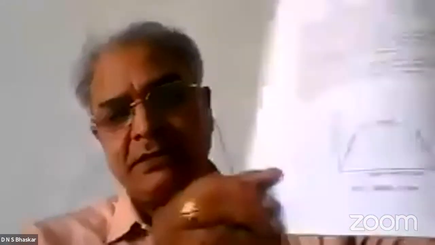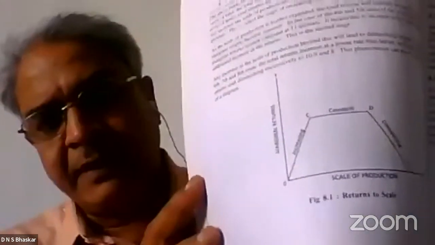These three aspects we have studied, with table number 8.1 and figure number 8.1, a small graph is given. That graph you can also use, and with the help of the graph you can elaborate on this. One is increasing returns to scale, constant returns to scale, and diminishing returns to scale. These points you can write down.